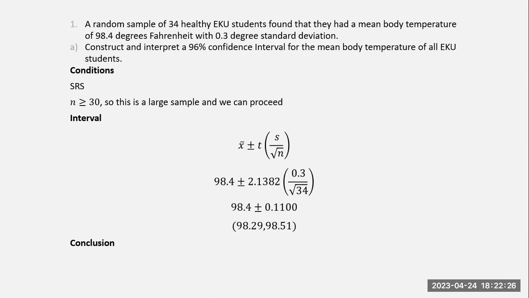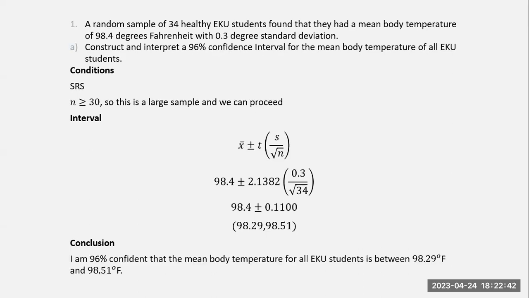As far as the conclusion goes, with confidence intervals, the percentage we see is talking about the procedure. And so the easy way of doing these is honestly kind of memorizing a way for you to state it that works. And we'll talk a little bit about what it actually means, but I would do something like this. I'm 96% confident that the mean body temperature for all EKU students is between those two values, and I make sure I put my units on there.